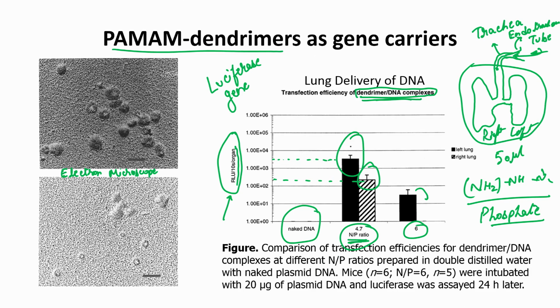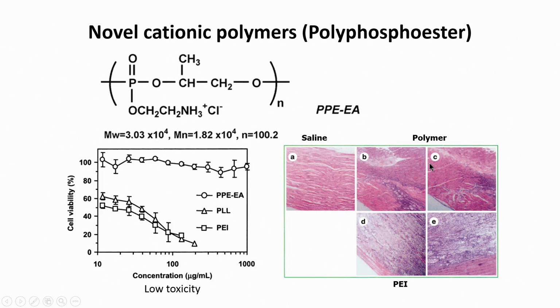But what you are seeing here is that using these polymers they get much better efficiency than, let us say, just a naked DNA. So, here are some more novel ones. These were the ones that are widely used, then there are some other reports in the literature. So, in this case they have taken a polyphosphoester. So, in this case they have taken a phosphoester backbone.